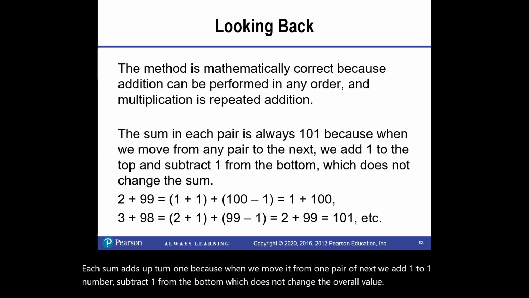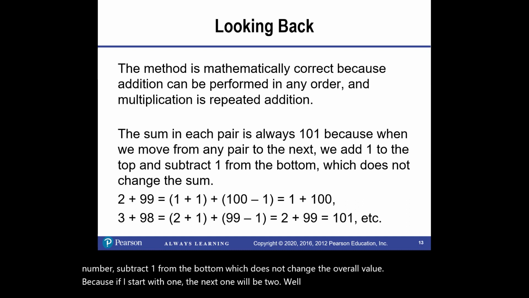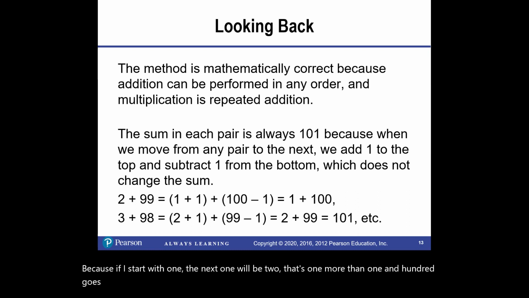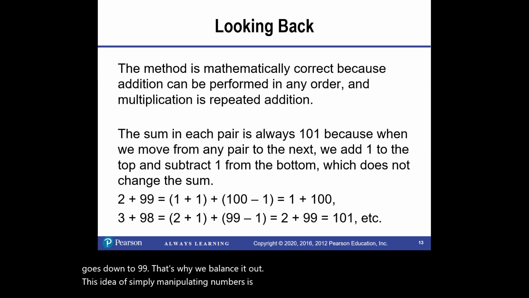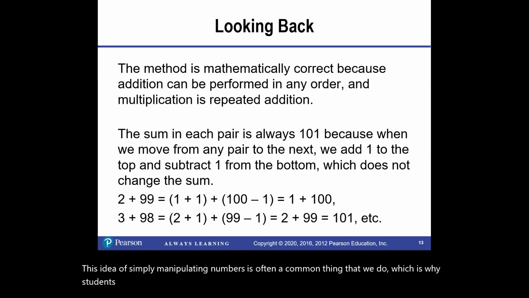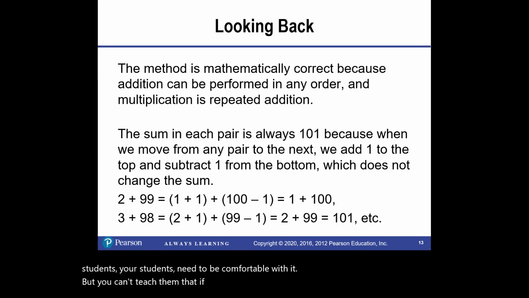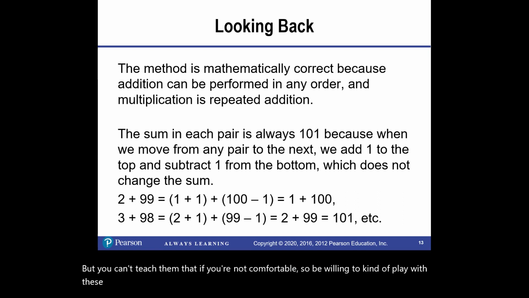Because if I start with 1, the next number would be 2. Well, that's 1 more than 1, and 100 goes down to 99. That's why we balance it out. This idea of simply manipulating numbers is often a common thing that we do, which is why students, your students, need to be comfortable with it. But you can't teach them that if you're not comfortable. So be willing to kind of play with these numbers, massage them, be comfortable with them. They're not scary. I promise they won't bite.